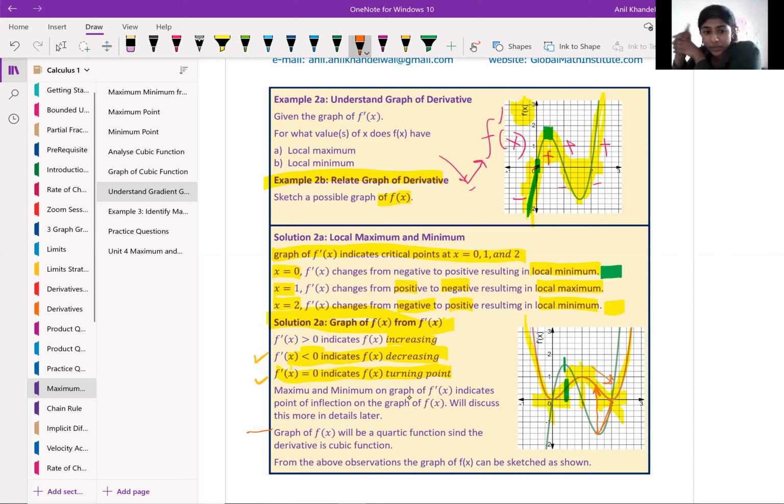So we have to add 1. That makes sense. And then from the above observations, the graph of f of x can be sketched as shown. Perfect. So you have to bring everything together to sketch this particular graph. It is definitely not an easy exercise.